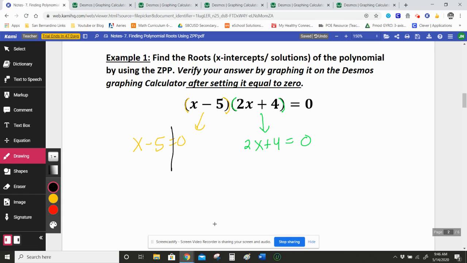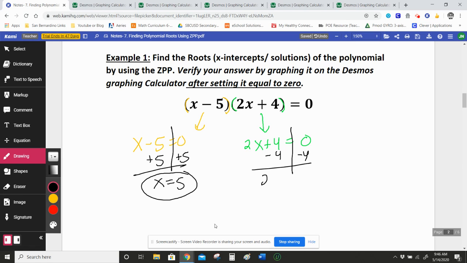You know how to do this already. You would set up the wall here. You would add 5 on both sides, and you would get the answer for the first root as x is equal to 5. You would draw the wall for this, subtract 4 from both sides. You would get 2x equals negative 4, divide by 2 on both sides. So the second answer is negative 2.